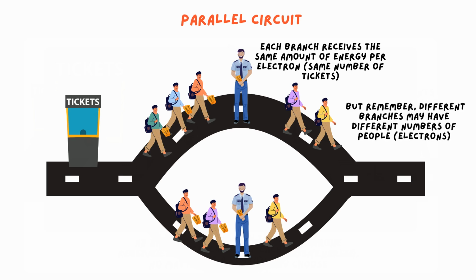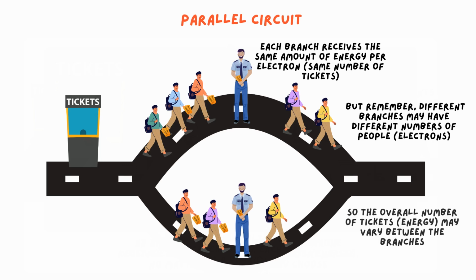Note that this doesn't mean that each component receives the same total amount of energy. Remember that different hallways might have more or fewer people walking down them, representing different current in each branch, meaning the total number of tickets collected in each hallway will vary based on how many people take that route.